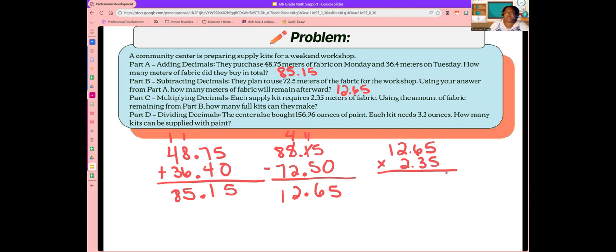All right, so 5 times 5 is 25. 5, regroup the 2. 5 times 6 is 30, plus 2 is 32. 5 times 2 is 10, plus 3 is 13. 1 times 5 is 5, plus 1 is 6. 3 times 5 is 15. 5, 1. 3 times 6 is 18, plus 1 is 19. 3 times 2 is 6, plus 1 is 7. 3 times 1 is 3. And 2 times 5 is 10.